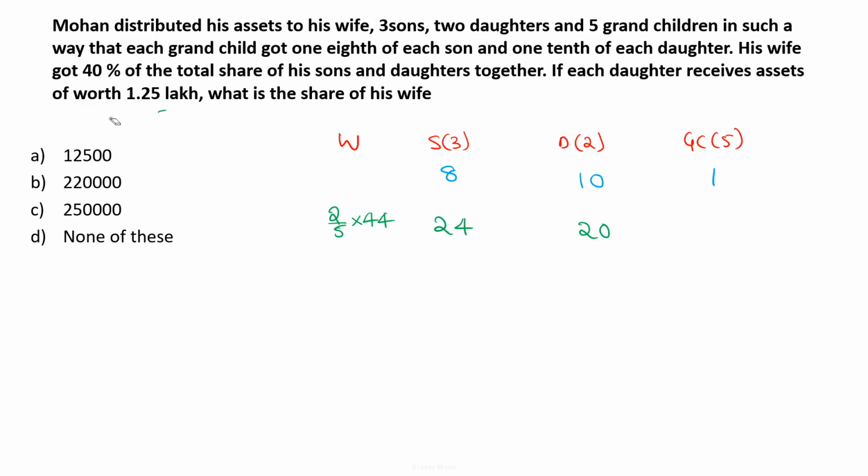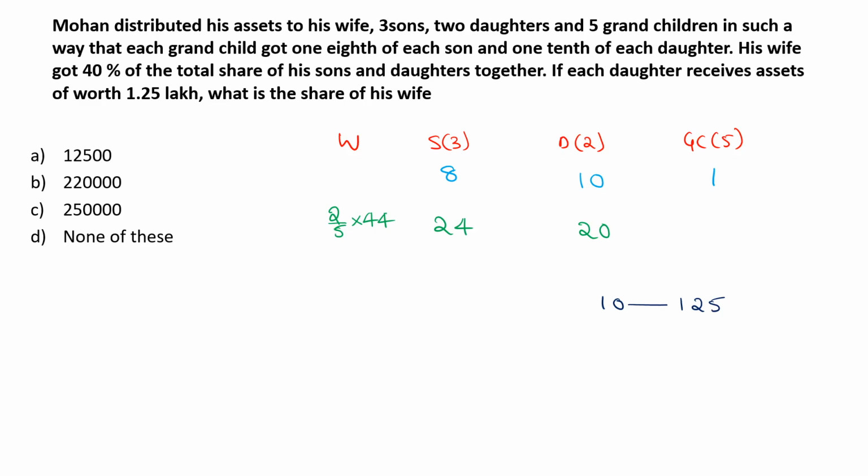1.25 lakh is nothing but 125,000. We need to find the share of his wife. It is given in the question that the share of each daughter is 125,000. That means 10 rupees according to what we assume. When the value of 10 is nothing but 125,000. Let us remember that 125 indicates 125,000.